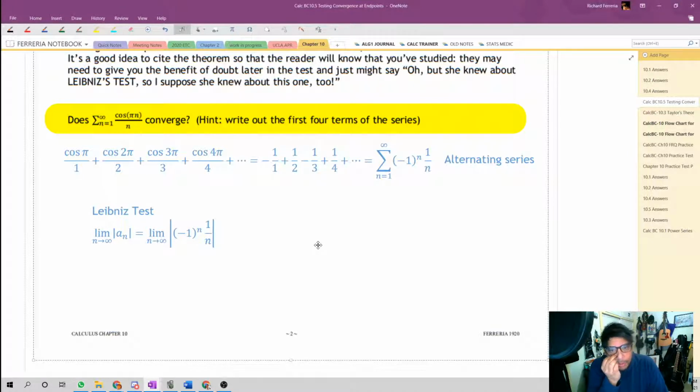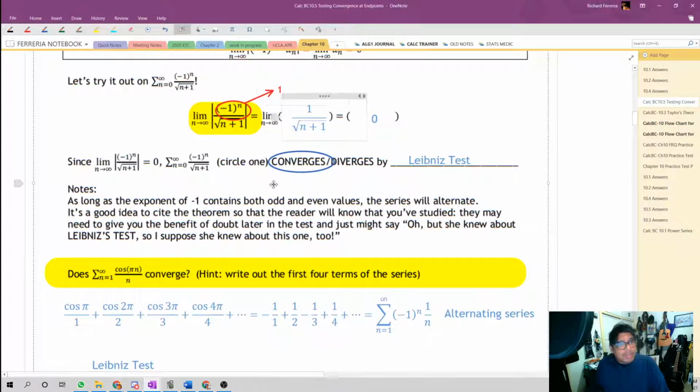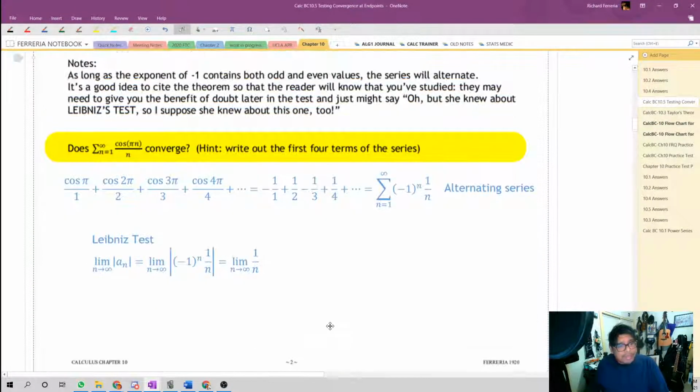And we substitute our general term and we get the limit as n approaches infinity of -1 multiplied by 1 over n. The next thing to do is to simplify that absolute value, and that gives us the limit as n approaches infinity of 1 over n. Remember, the -1 to the n power, just like before, goes to 1, so it's not necessary to put it in.